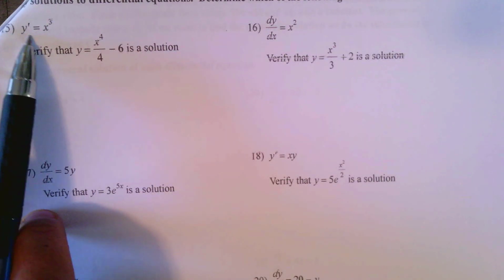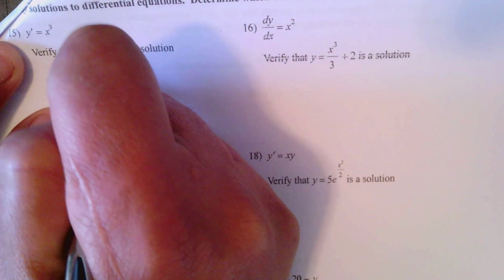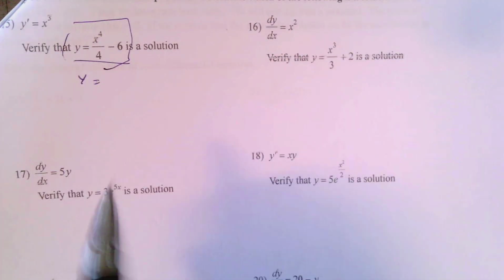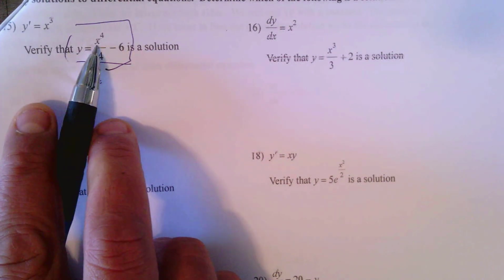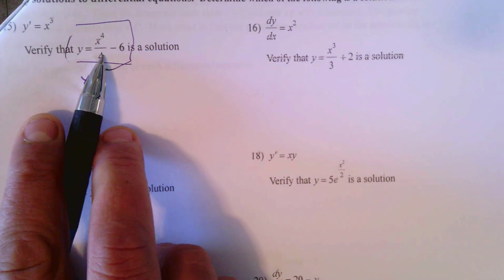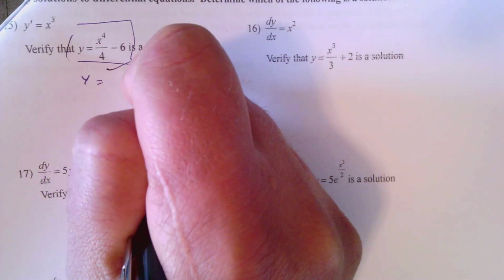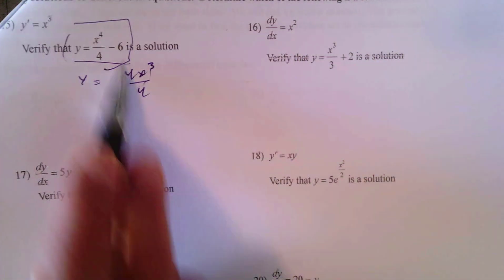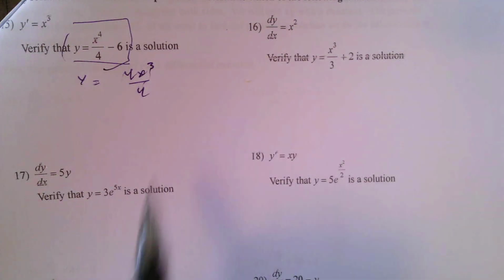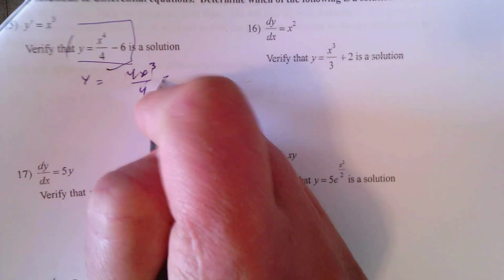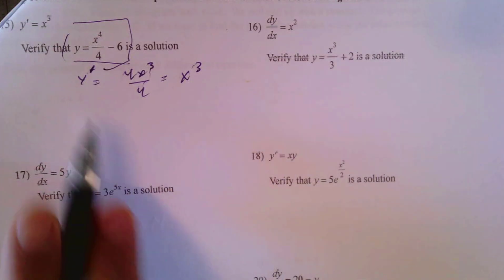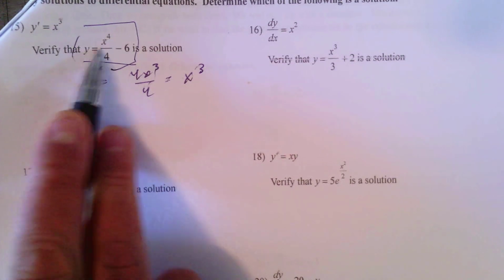We want to verify that this is going to be a solution up here. So first thing we want to do is to take the derivative of what we think is our solution. What would be the derivative of this? Well, we take the derivative of x to the fourth divided by 4. We would use the power rule. So we bring the 4 out in front, drop it down a power, divided by 4. The derivative of negative 6 would be 0. And so that's going to come out to x cubed. So we have y prime is equal to x cubed.